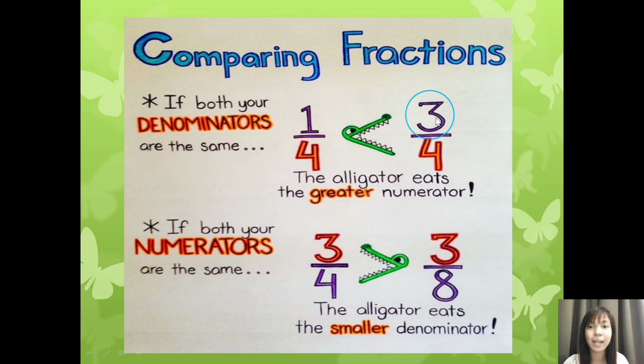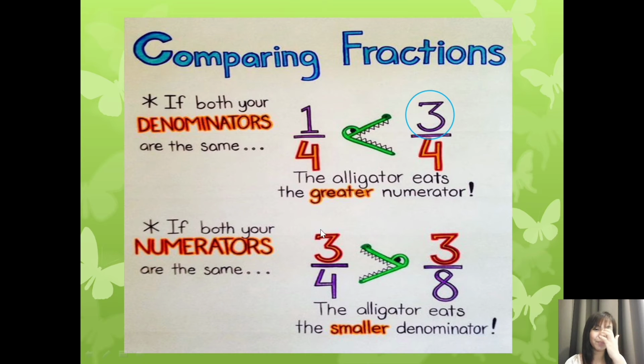Again, 1 over 4 is less than 3 over 4, or 3 over 4 is greater than 1 over 4. Okay? So the alligator eats the greater numerator. We're going to eat this 3 because it has a greater numerator.